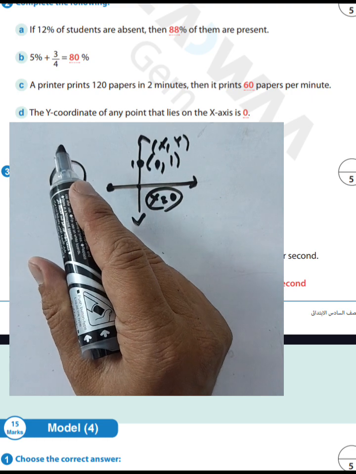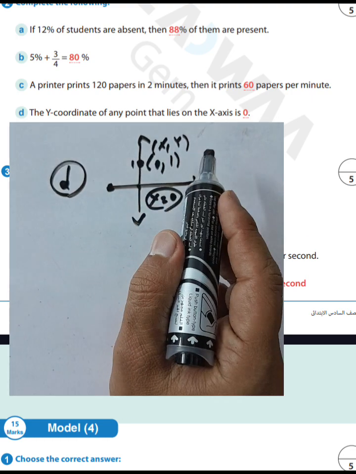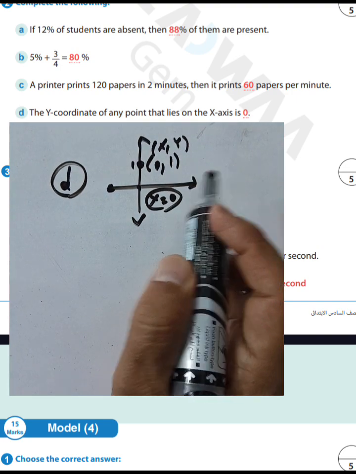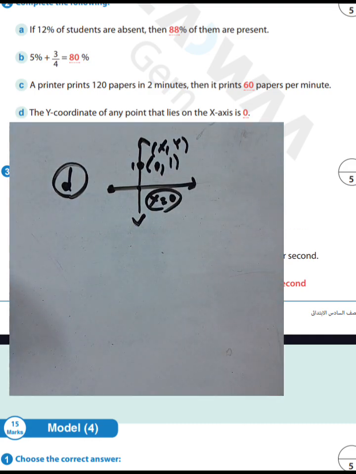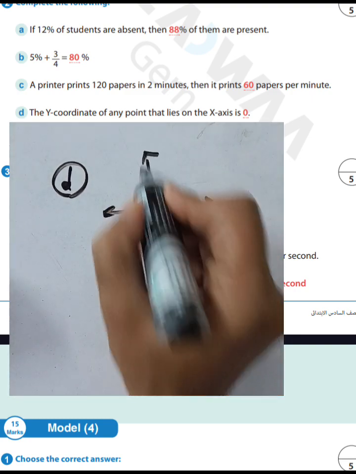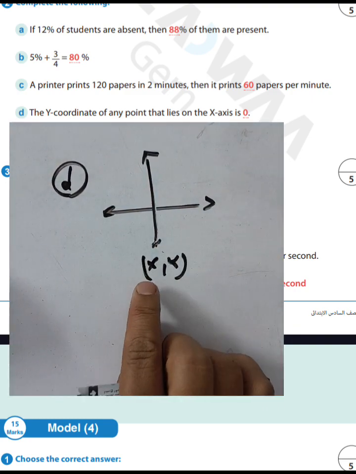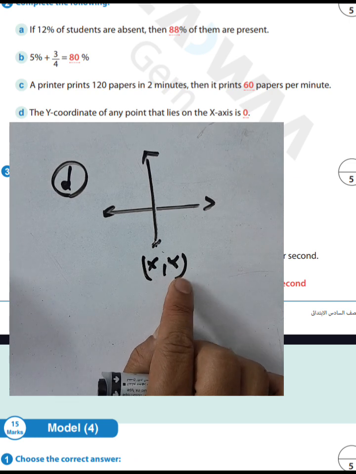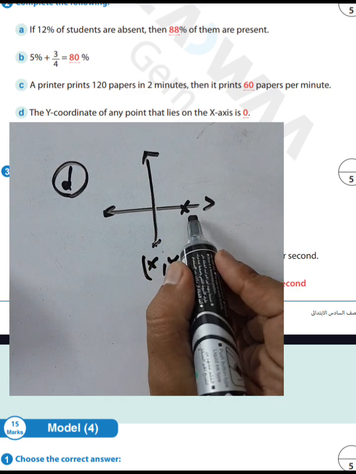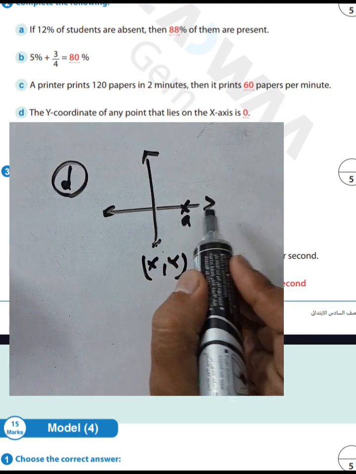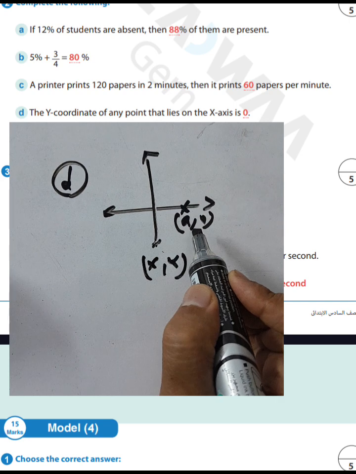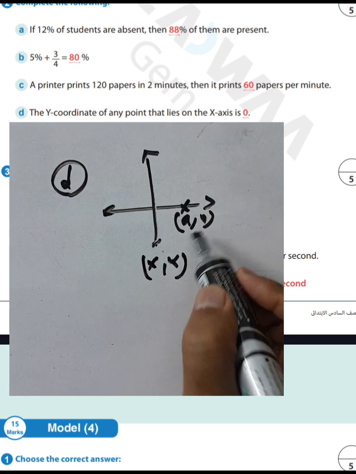Okay, again, question letter D. The y coordinate of any point that lies on the x-axis. If it lies on the y-axis, it will be x equals 0. But in this example, what did he ask about? We have point x and y, x coordinate and y coordinate. He asked about the y coordinate of any point that lies on the x-axis. The point will be a and 0. He asked about the y coordinate, it will be 0.